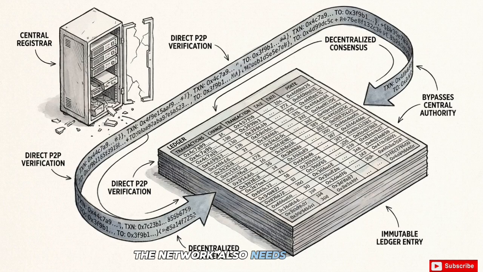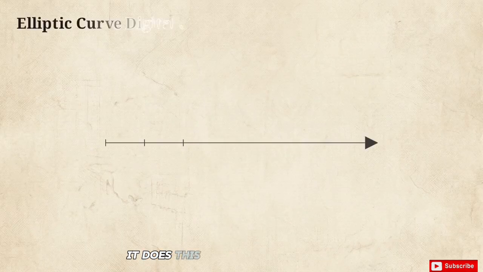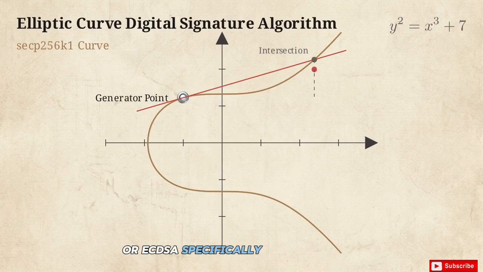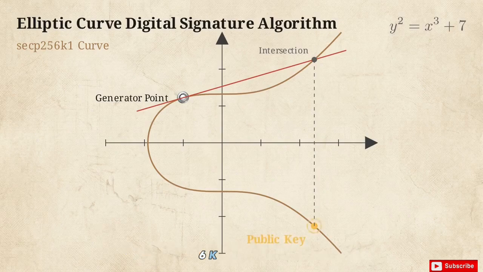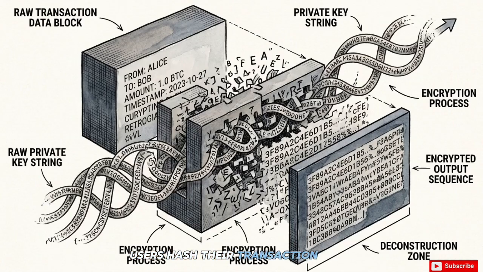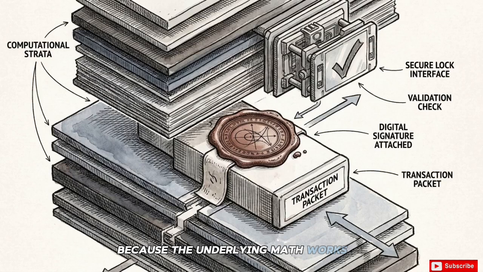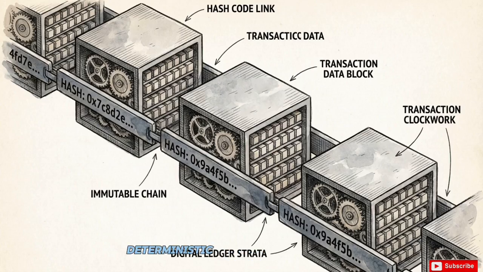The network also needs to verify who is interacting with the data without relying on a central registrar. It does this using the elliptic curve digital signature algorithm, or ECDSA, specifically relying on the SEC-P256K1 curve. Users hash their transaction data and sign it using a private key. The network then takes the user's public key to authenticate that signature. Because the underlying math works in only one direction, it proves the account owner authorized the action, enforcing strict non-repudiation. By pairing deterministic hashing with elliptic curve signatures, the network fully replaces the database administrator with an interconnected chain of immutable proofs.